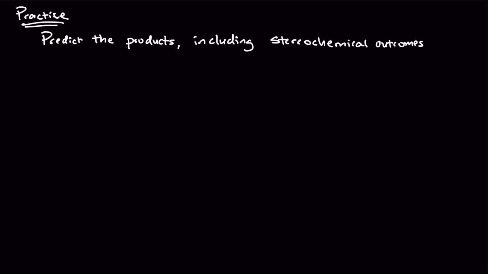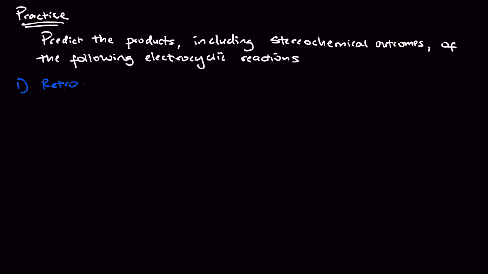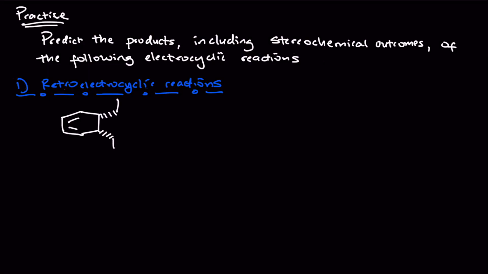So lastly, I would like you to practice some problems that are going to extend your understanding of pericyclic reactions a little bit. So these are still predict-the-product questions. You're going to try to figure out what the products are, including stereochemical outcomes. In this first scenario, we're actually going to go back. So instead of going to a cyclization product, we're going to open up the ring. And so here we have our disubstituted cyclohexadiene, and we want to do a retrocyclization in light.